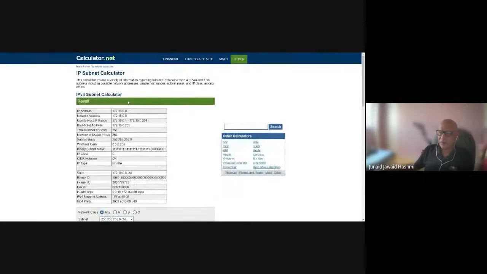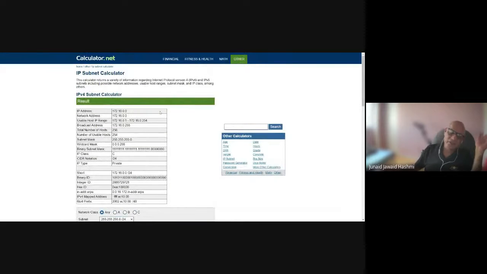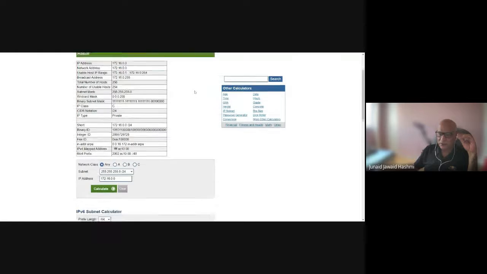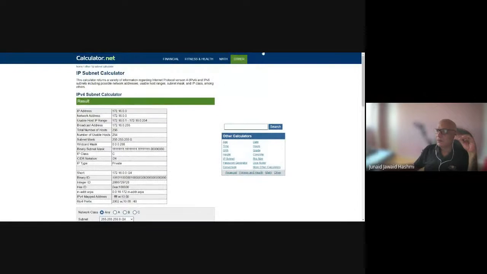For some reason this calculator did not give me the list of IP addresses with the subnet mask. Maybe it has changed. But if you want to see the list of all the IP addresses with the subnet mask, here is the SolarWinds calculator. Just give me one second.